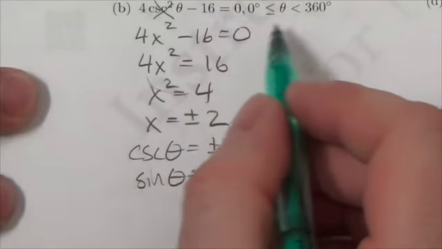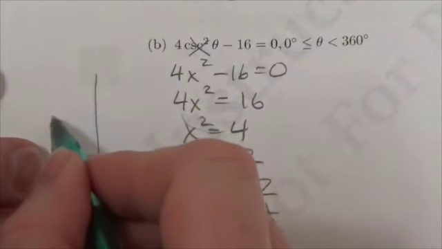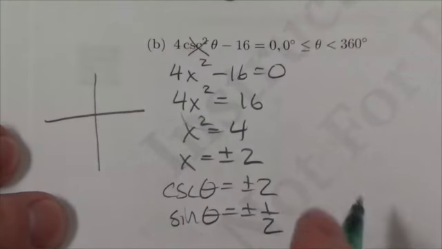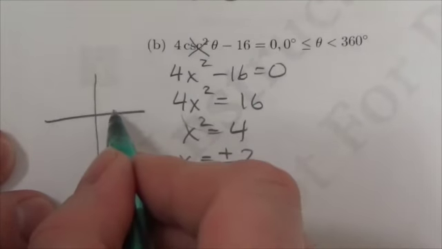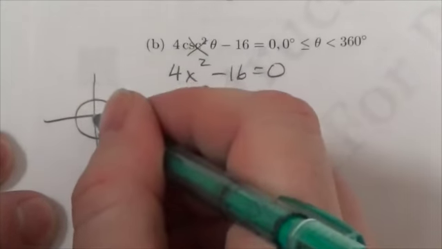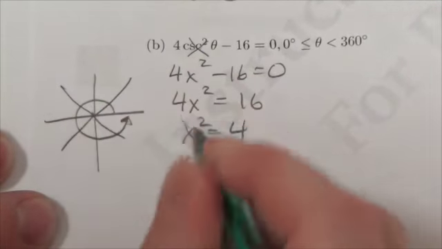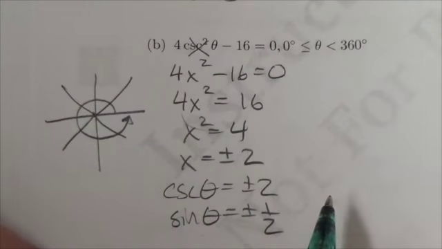Now I've got to go up and look at my domain, which was 0 to 360, because I've got to know how many times I go through some of these quadrants. But in this case, the domain is actually a fairly straightforward one. We just start at 0 and we go around 1 full rotation. We have representatives in all 4 quadrants, which is great. We're only going to get 1 angle for each.